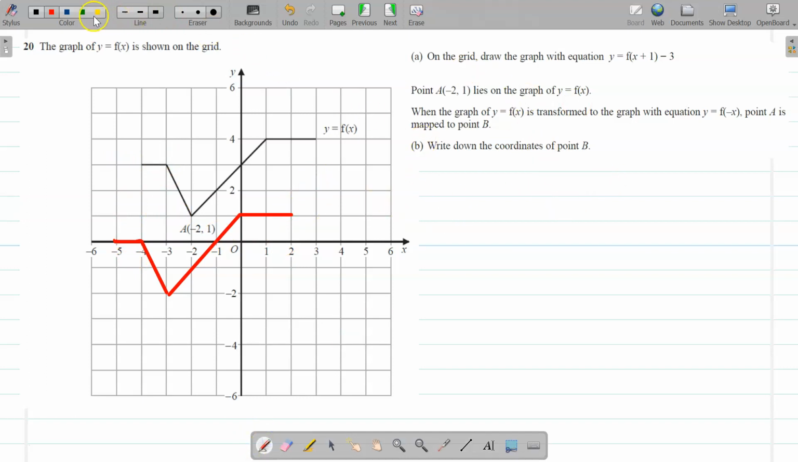The second part says that I need to write down the coordinates of B after the graph of f(x), this one, is transformed to f(−x). Basically, every x coordinate becomes its negative. So this point is reflected across the y-axis to this point here, which is the point B. So it's flipped over the y-axis to this side and it becomes the point (2, 1).